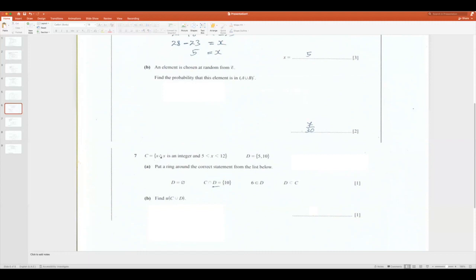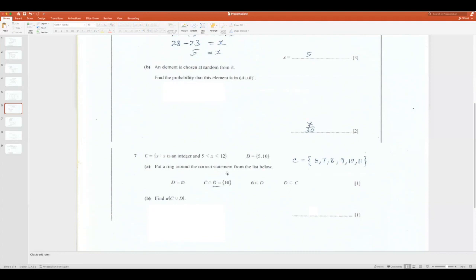C is the set of x, where x is an integer within this range: x is greater than 5 and less than 12. We can write C like this: greater than 5 and less than 12, so 6, 7, 8, 9, 10, and 11. And D is 5, 10.